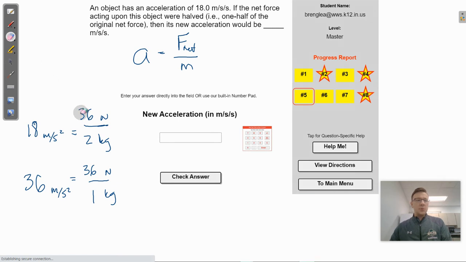We'll do this last one here. We'll leave this equation the way that it is. So if an object has an acceleration of 18 meters per second squared, and the net force is cut in half, then its new acceleration would be. I can leave this equation the same way. 36 divided by 2 is 18. Then if we cut the net force in half, so now it's 18 newtons divided by 2 kilograms, we can see that the answer is also cut in half. So we end up with 9 meters per second squared.